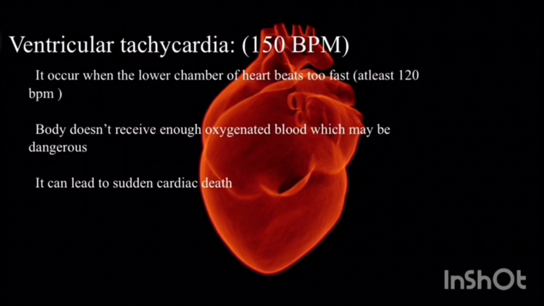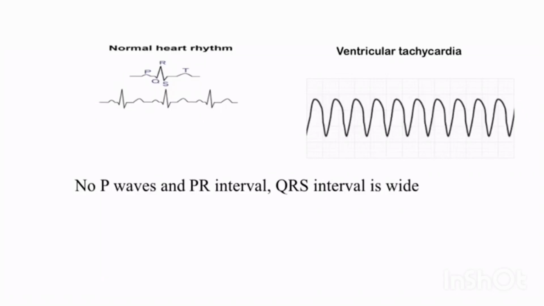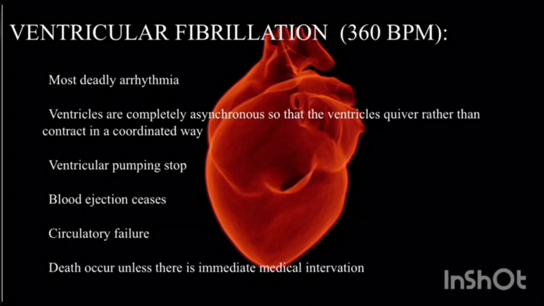Ventricular tachycardia. It occurs when the lower chamber of the heart beats too fast, at least 120 beats per minute. The body doesn't receive enough oxygenated blood, which may be dangerous. It can lead to sudden cardiac death. Causes: it is caused by heart disease such as previous heart attack, myocarditis. Symptoms: chest pain, dizziness, fainting, shortness of breath and cardiac arrest. During ventricular tachycardia, there are no P waves and PR interval. QRS interval is wide.